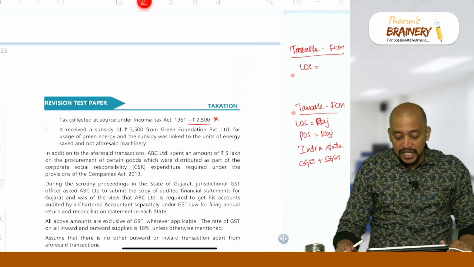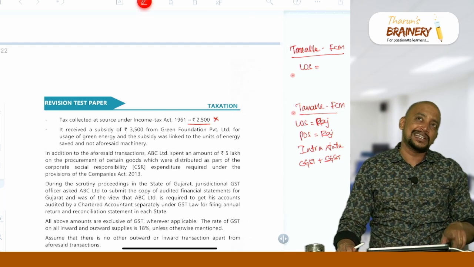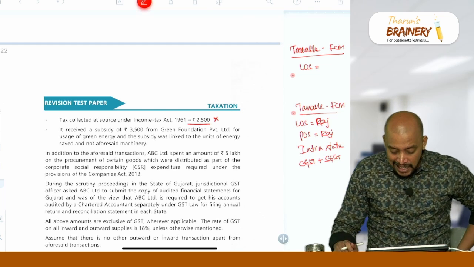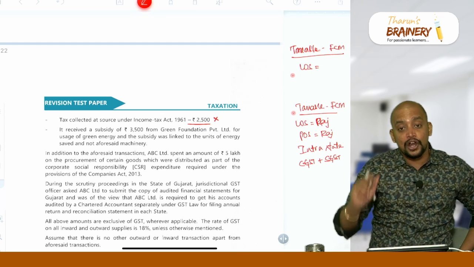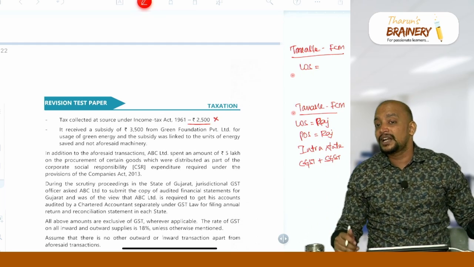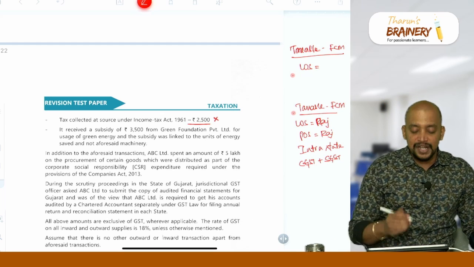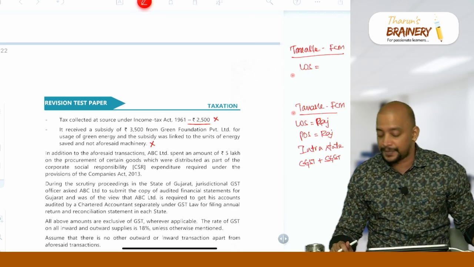It received a subsidy of 3,500 from Green Foundation Private Limited. Is it from CGST or others? Others, for usage of green energy, and the subsidy was linked to the units of energy saved and not the aforesaid machinery. Means this is not directly linked to the price. So what is the treatment? We need to ignore it for the purpose of valuation.